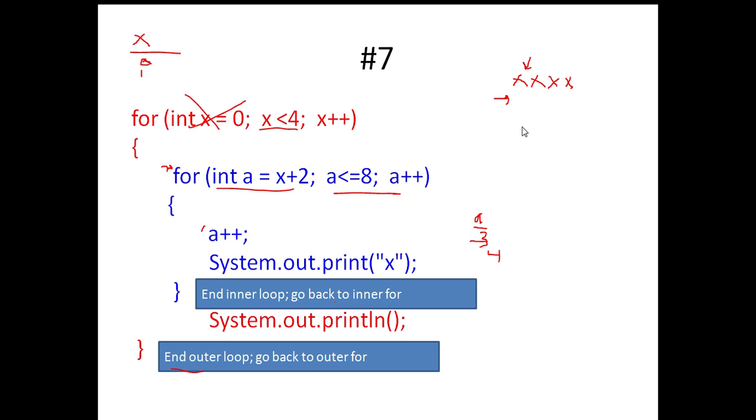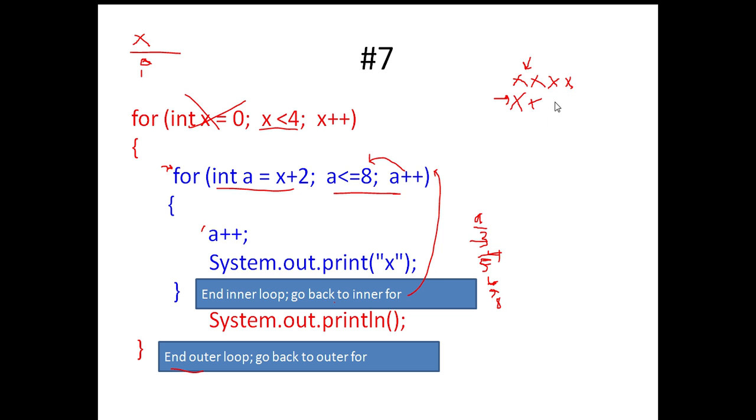And then we print an x, and then we go back to the inner loop for statement, and we increment a, and then we test a, which is still 5 is less than or equal to 8, jump back in the loop, and we increment. Next line down is to print x. Next line down is the end of inner loop, go back to inner for loop statement, and so we increment a again and then test it. 7 is less than or equal to 8, so we go in and we increment a, which is 8.